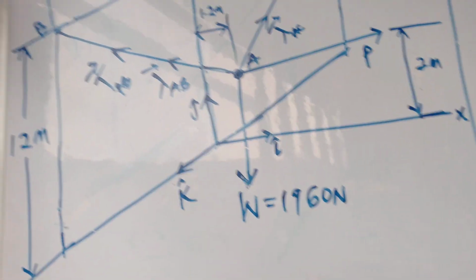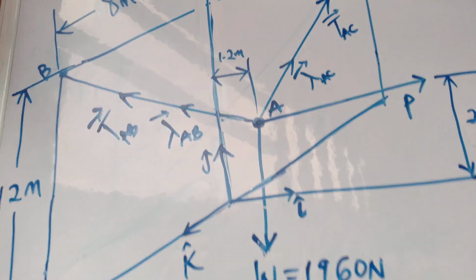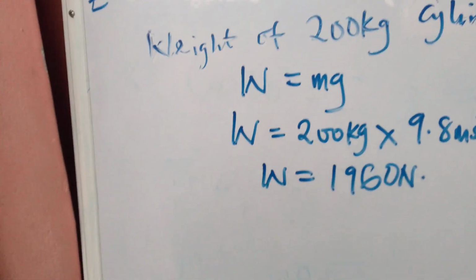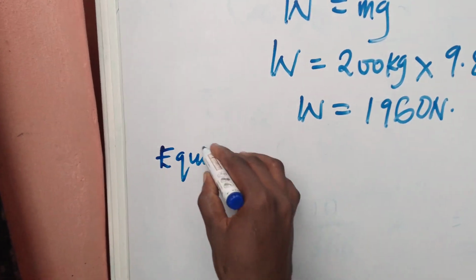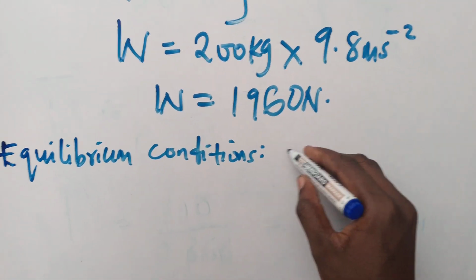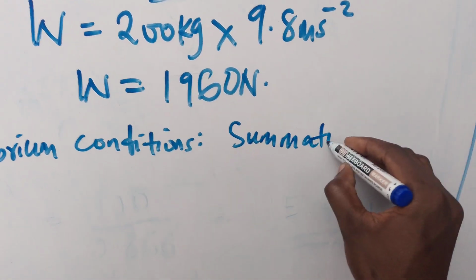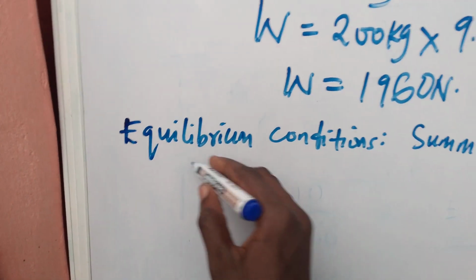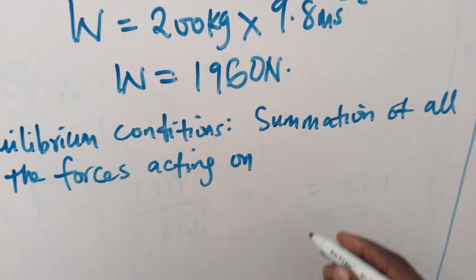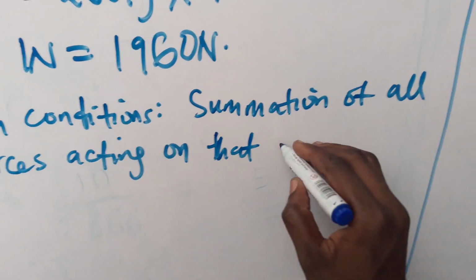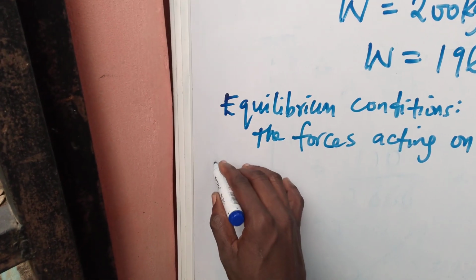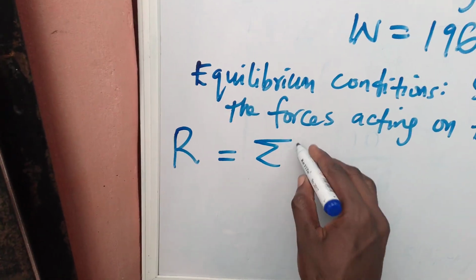Okay, so after obtaining the weight, we will then look at equilibrium conditions. Equilibrium conditions show us the summation of the forces acting in that system. So the first equilibrium condition shows us the summation of all the forces acting on that wall. We take the summation of all the forces. That is the resultant now. The resultant vector will be sigma F.